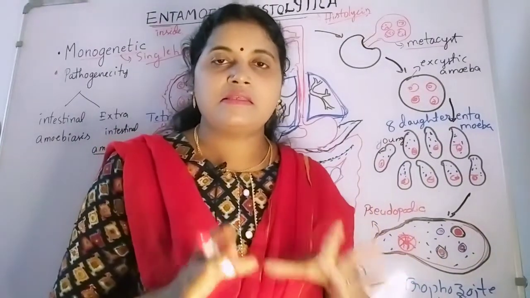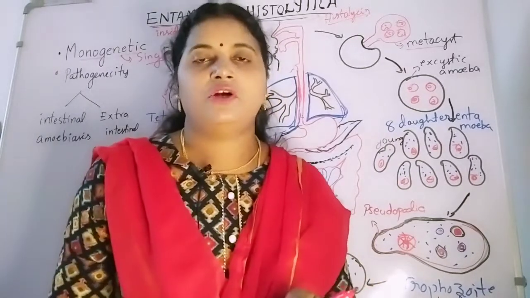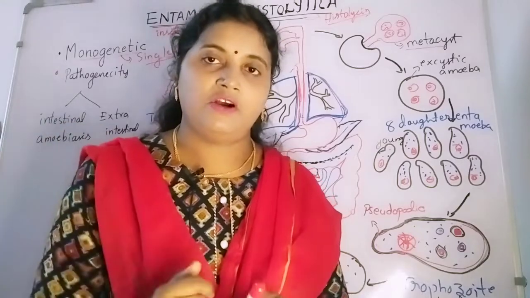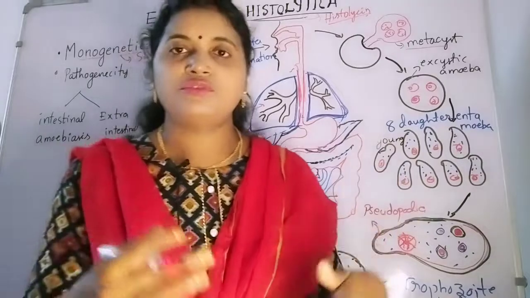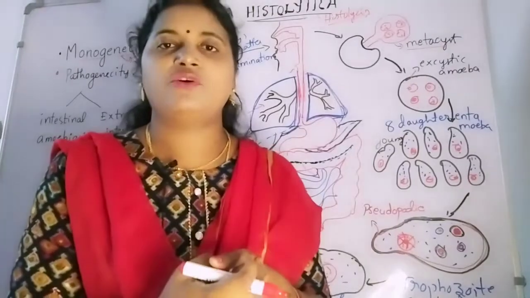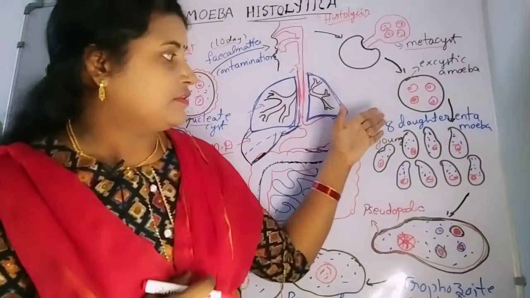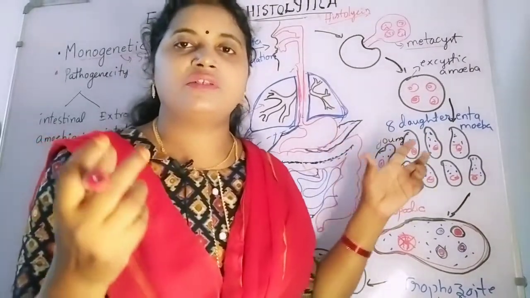Exocystic amoeba means it came out of the metacyst, which is why it is known as the exocystic amoeba. How many are there? Four. Now these four undergo mitotic divisions again, two mitotic divisions, and finally produce eight daughter amoebas.